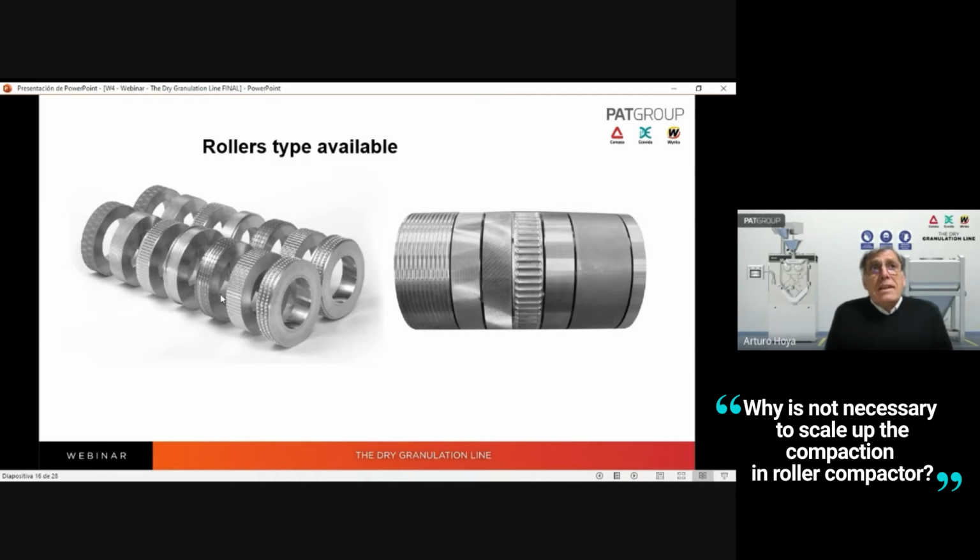So this is the reason to explain the possibility to develop the product in the production machine. So you avoid the complicated process of scaling up. This is the answer to the question.